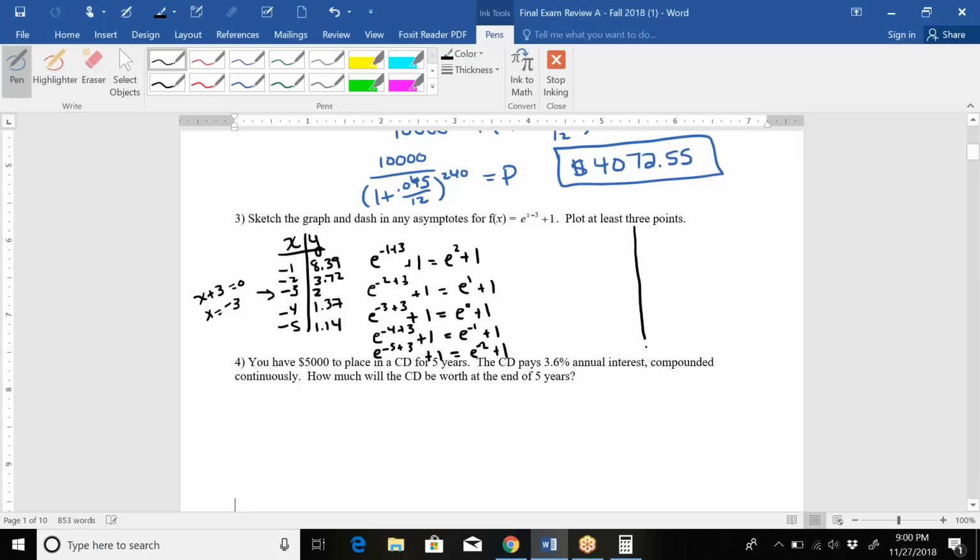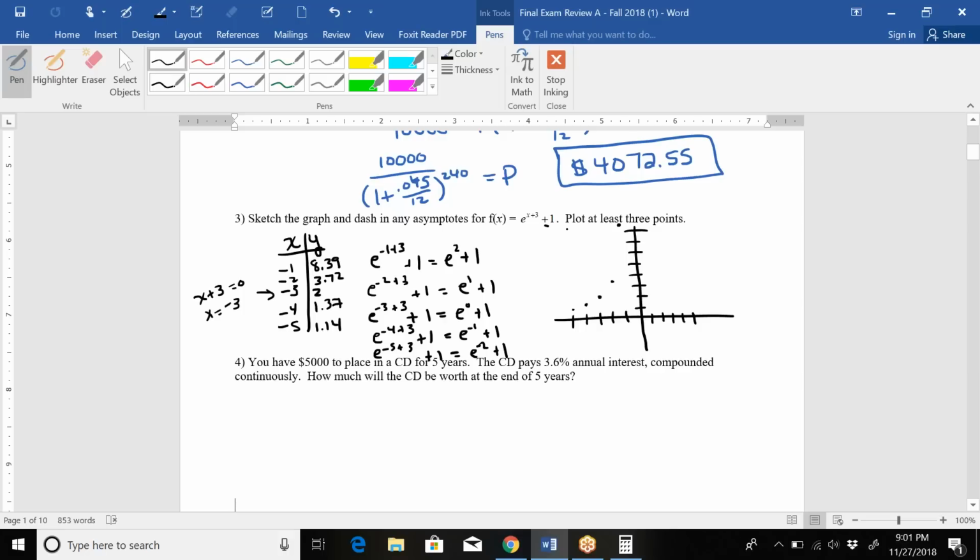So let's plot at least 3 of our points. I'm actually going to plot all of them. So let's plot 1. Okay, so -1 is at 8.39, so 1, 2, 3, 4, 5, 6, 7, 8, so it's above that. -2 is at 3.72, so that's just a little bit below 4. -3 is at 2. -4 is at 1.37. And -5 is at 1.14. Notice it's slowing down here towards the 1.